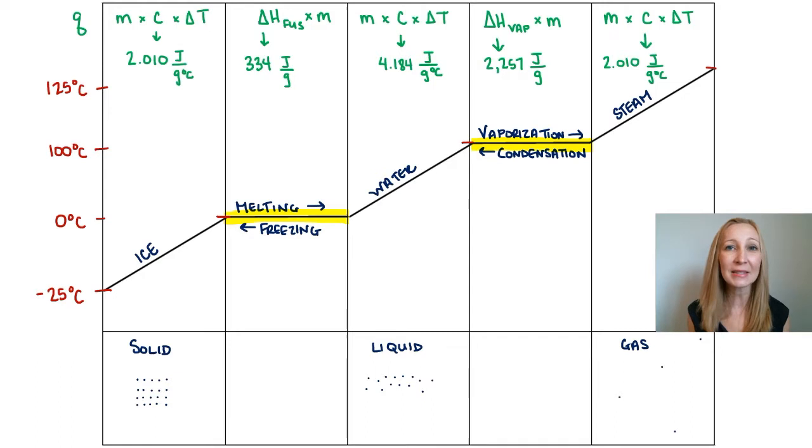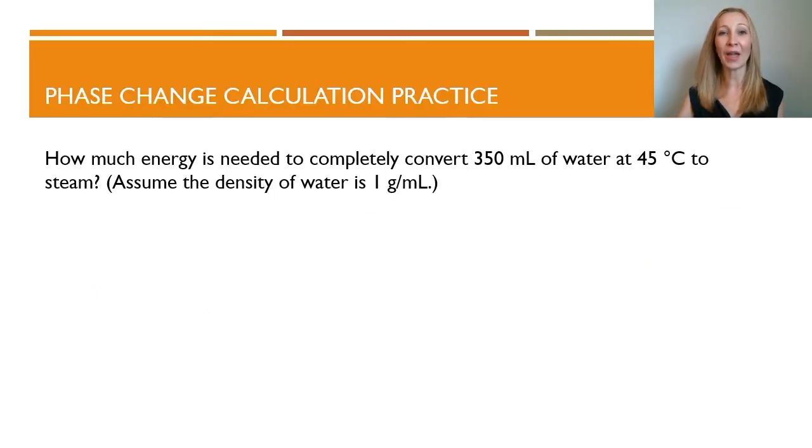All of these processes put together, we add all of the processes together and we can get the total amount of energy that it would take to take a piece of ice at negative 25 degrees Celsius all the way to some steam at 125 degrees Celsius. So let's do some practice. How much energy is needed to completely convert 350 milliliters of water at 45 degrees Celsius to steam? And we're completely converting it.